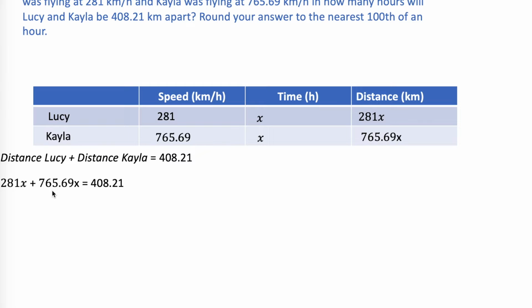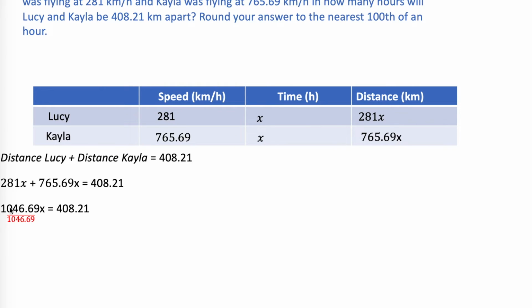So we put that together. I'm going to add the 281 to the 765.69, and that's going to give me 1046.69x is equal to 408.21. I want the x all alone, and the 1046.69 is multiplying it, so I'm going to divide by 1046.69 to cancel that out.